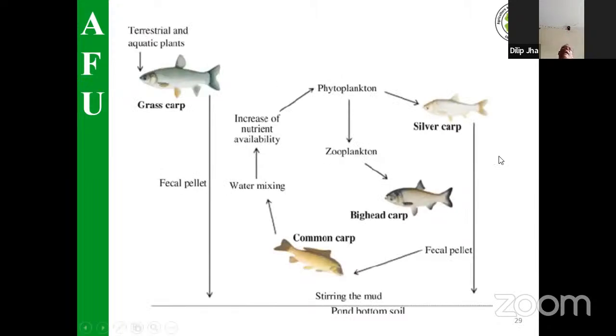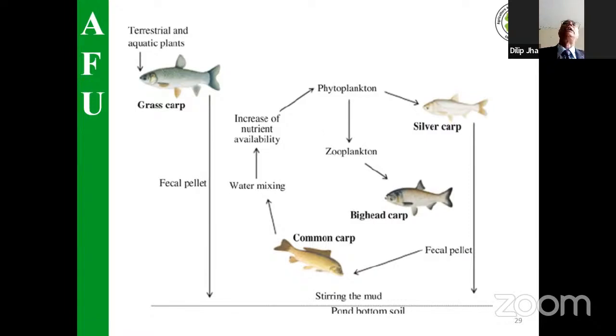So what's going on? Why is it very common and sustainable? Grass carp is the fish which feeds all the way in the feeding zone of the pond. Then all the excreta come to the pond bottom soil, and again it produces plankton. So silver carp takes phytoplankton, and to some extent the bighead carp also, but it again consumes zooplankton as the major portion, then common carp. So all are utilizing, it is really a scientific system.